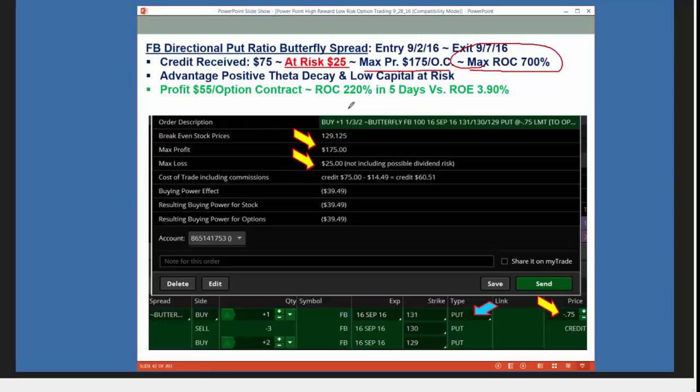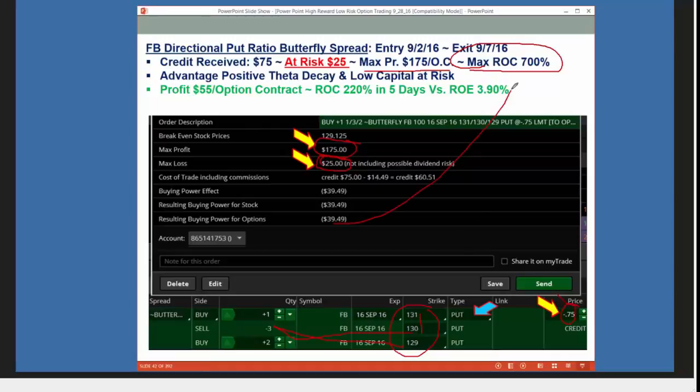So here's the option table here. You can see the setup down here. So 131, 130 put spread, and then you're selling 2 of the 130, 129. So bull put credit spread, 2 of those, so 2-to-1 ratio. And you can see here, if it was to pin at expiration at your 130 strike, you'd get a maximum profit theoretically of 175. The maximum you can lose on this trade is 25, and you got a 75 credit.